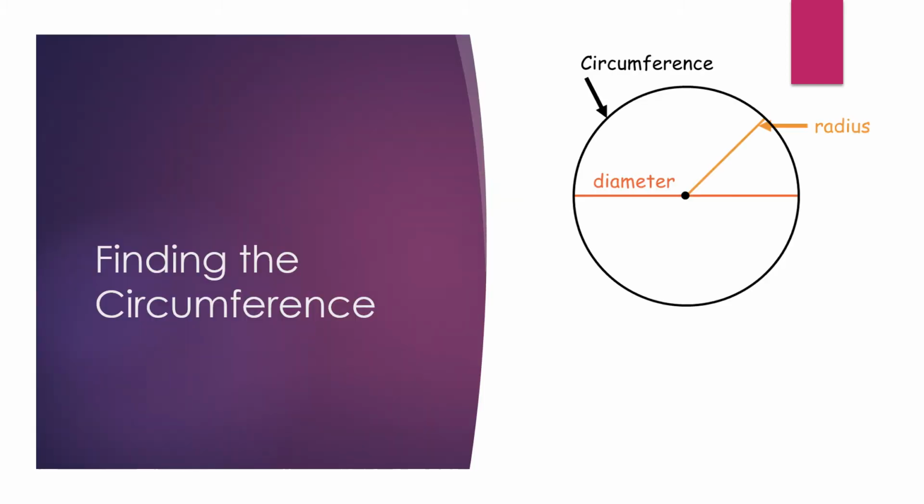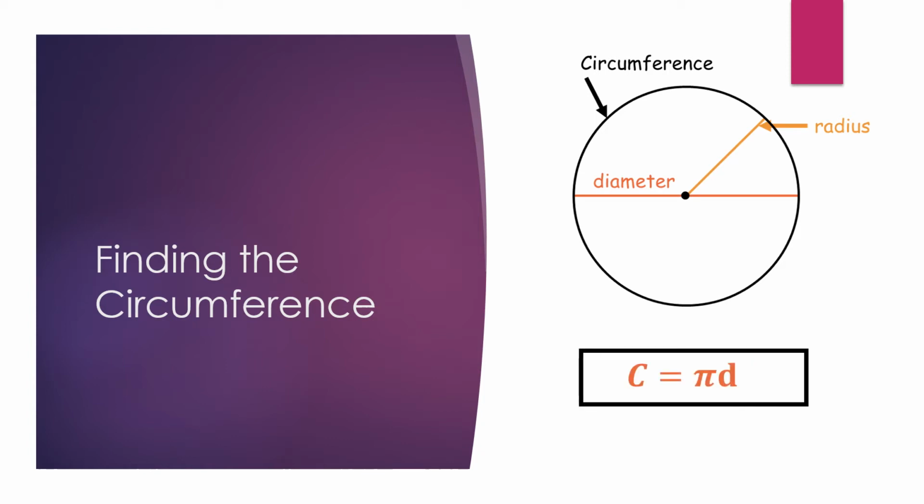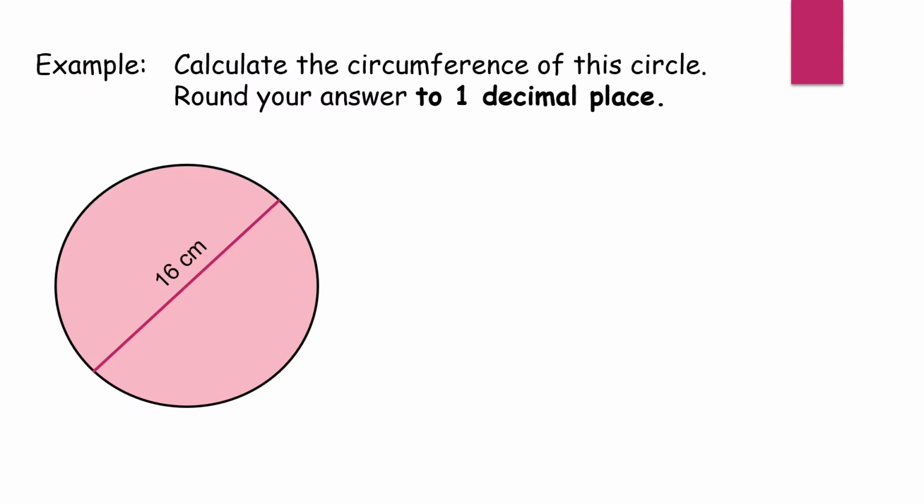So we're going to look at finding the circumference. And we can use either of these new formulas, c equals pi d, so that's the relationship between the circumference and the diameter. So whenever you take the circumference and divide it by the diameter, no matter what size the circle, you will always get the value of pi. Or if we've been given a radius, we can use c equals 2 pi r. So let's have a look at an example.